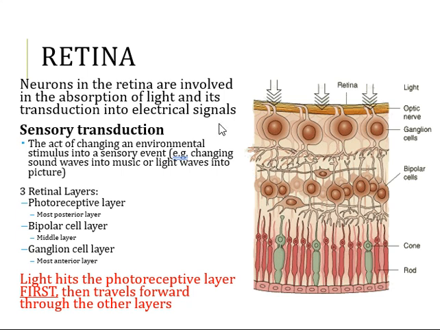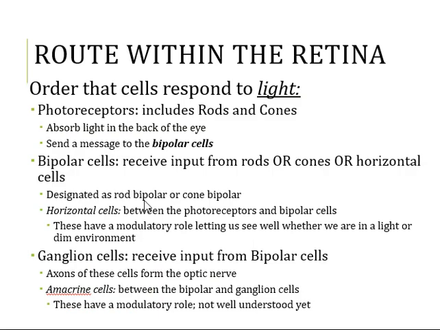I know that the picture makes this look like it's really thick, but the retina is a very thin structure in the back of the eye. So it's not shocking that light could penetrate through all of these, but it's not necessarily intuitive to think we go back to front when we're thinking about how light hits the eye, or hits the retina, excuse me. So this is the route that light will travel within the retina.